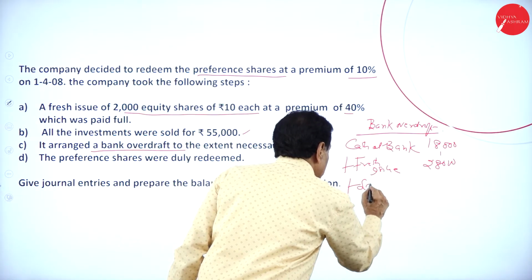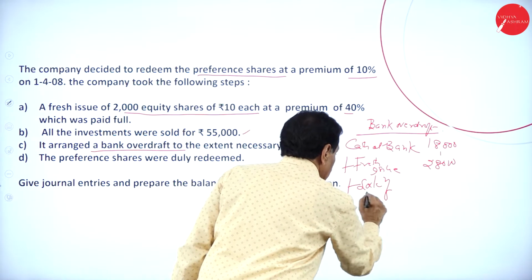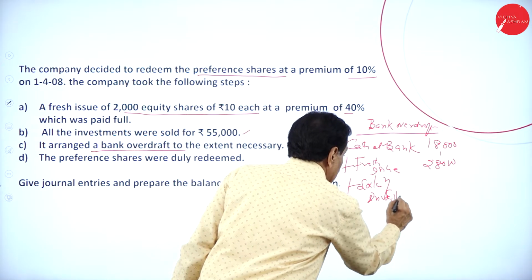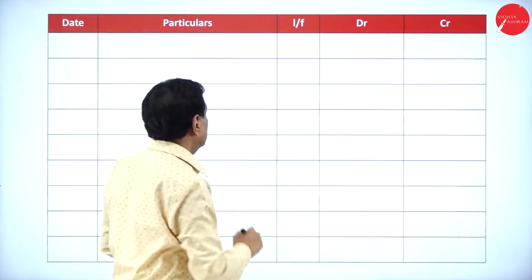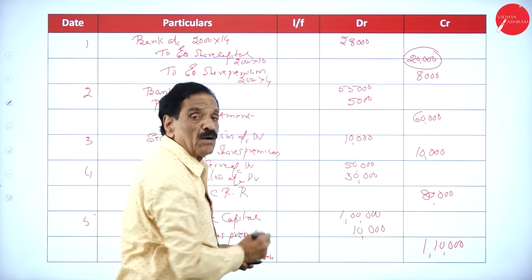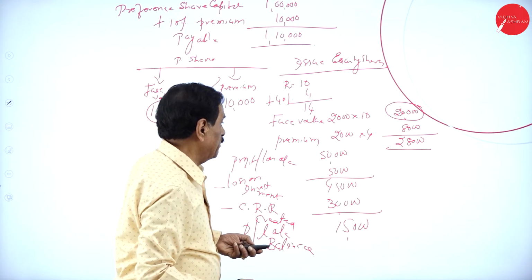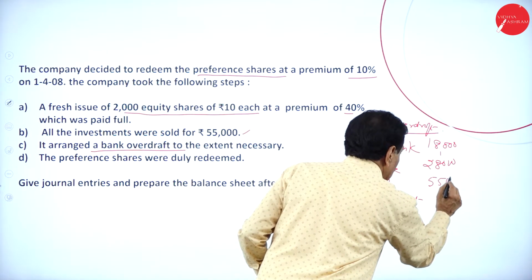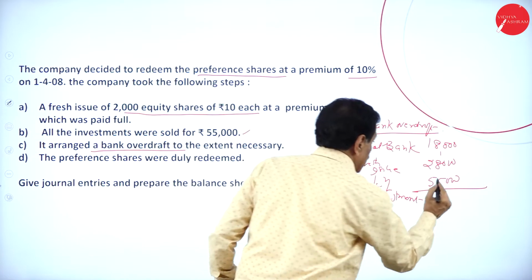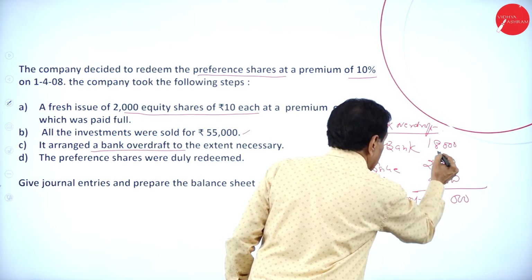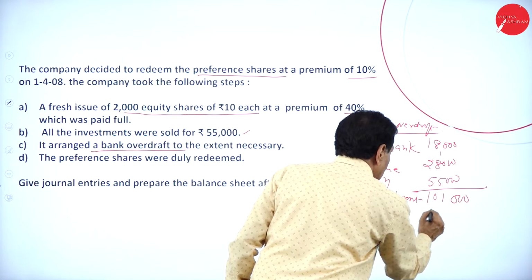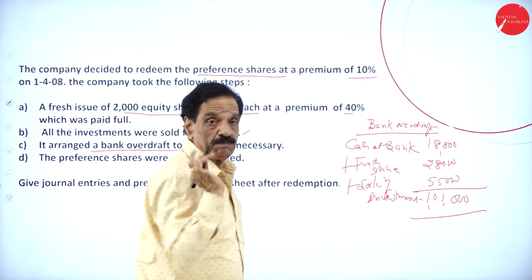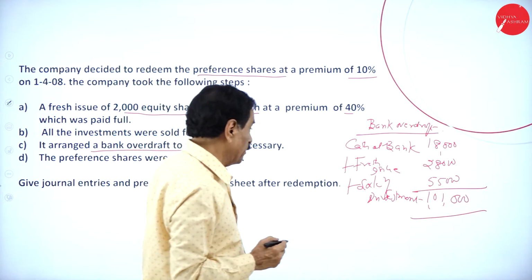Sale of investment. By selling the investment, how much money did you get? 55,000. Add the figures. So 1,01,000 is available.